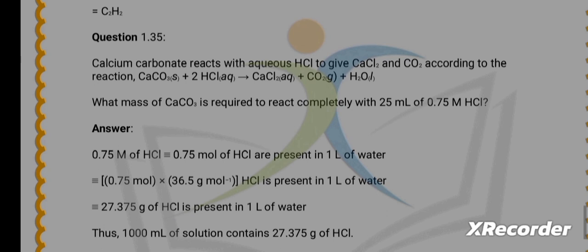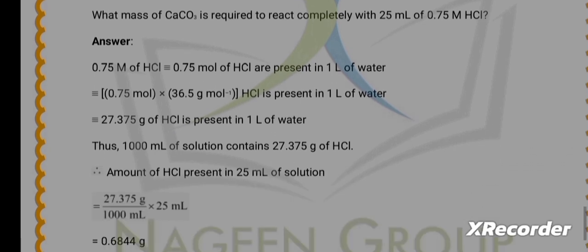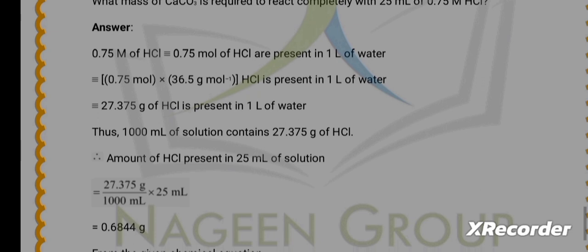रिएक्शन हो जानी चाहिए. So firstly we have to know what is the mass of HCl present in the 0.75 moles of HCl. We know that 0.75 M means 0.75 moles of HCl present in the 1000 ml or 1 liter of the solution. Now we have to calculate the mass. So 0.75 multiplied by its molar mass, 0.75 multiplied by 36.5, and it comes out to be 27.375. So we know that in 1000 ml 27.375 gram of HCl is present.